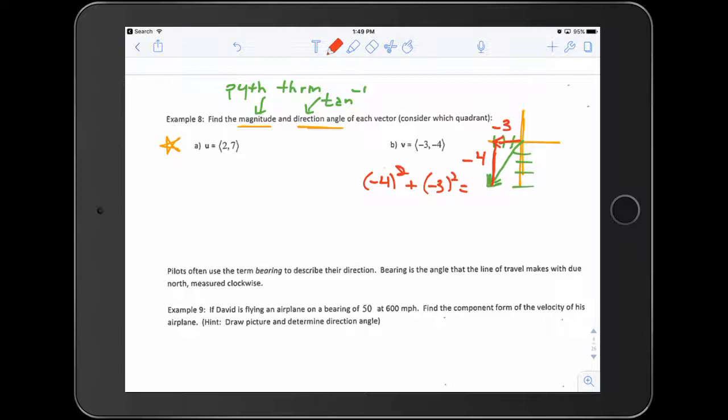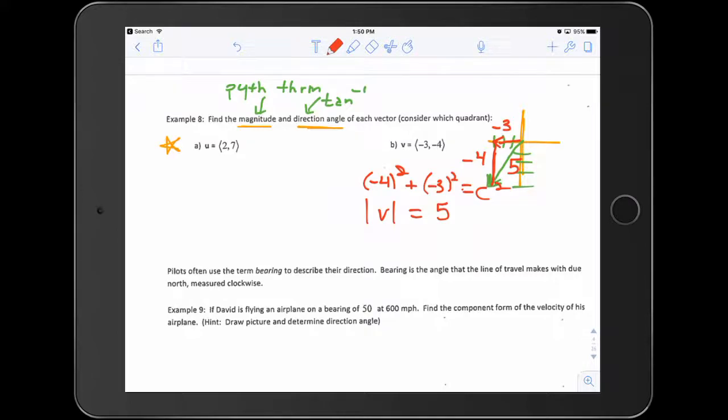We usually just kind of do it. Equals c squared. I'll just do that to keep it consistent. And once you find this, you'll find that it's 5, obviously. So the magnitude of v is equal to 5. So just use the Pythagorean theorem to find the magnitude. And of course, the hypotenuse will always be positive, because when you're squaring things, they go positive anyway.